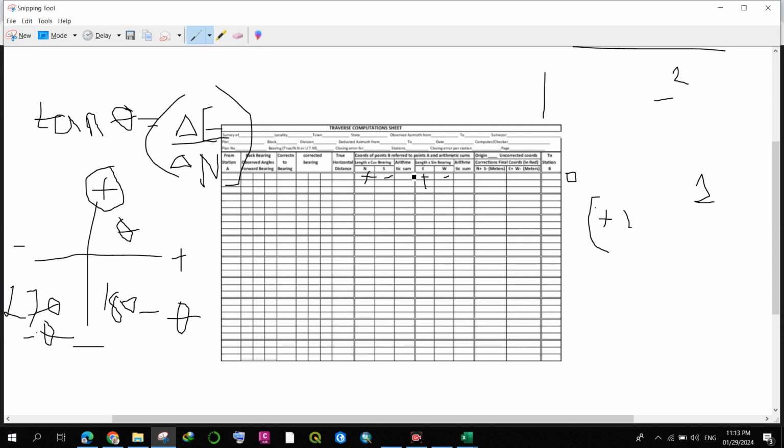And then where do we have it to be negative? If the value is negative, that means that is the west. So here it is. The real bearing will now be, you can see it falls within the fourth quadrant.